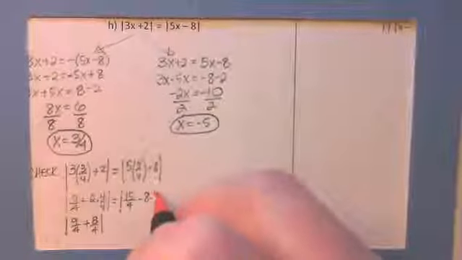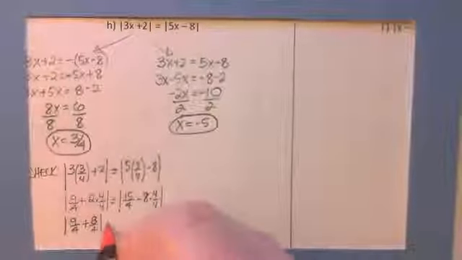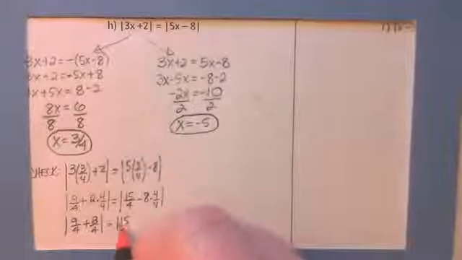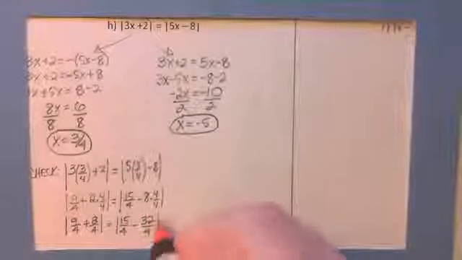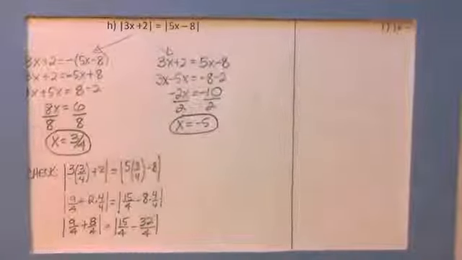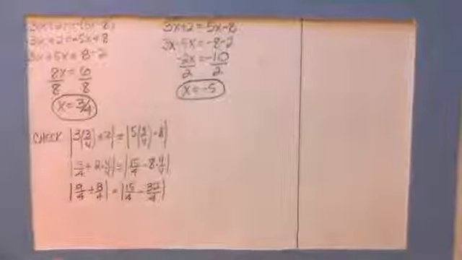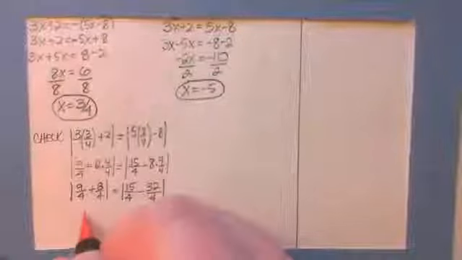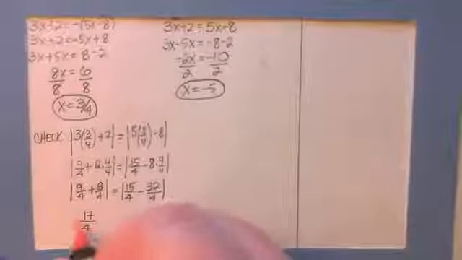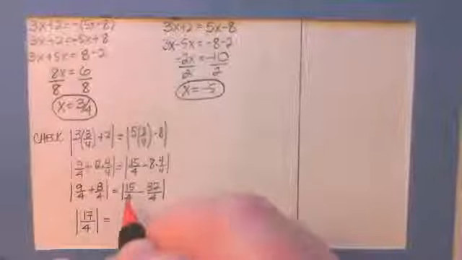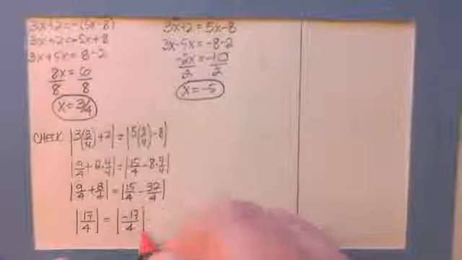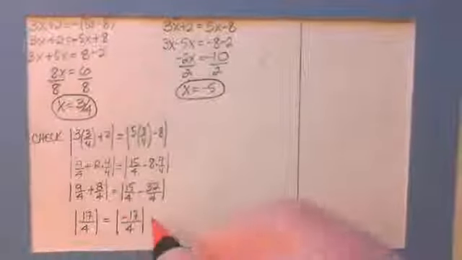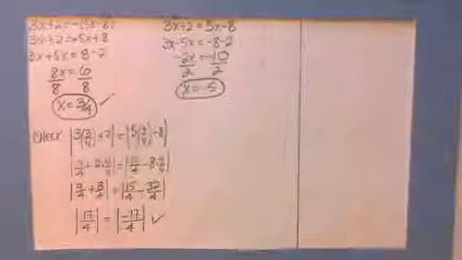And same thing is going to happen. I need the common denominator, so I'm going to multiply top and bottom by 4. So that means I'm going to get 15 over 4 minus 32 over 4. Now that they have the same common denominator, I can do the operations, which is 9 plus 8 is 17/4. And on this side, I'm going to get negative 17/4. And the question is, is this statement true? And the answer is yes. So that means this is a valid answer.